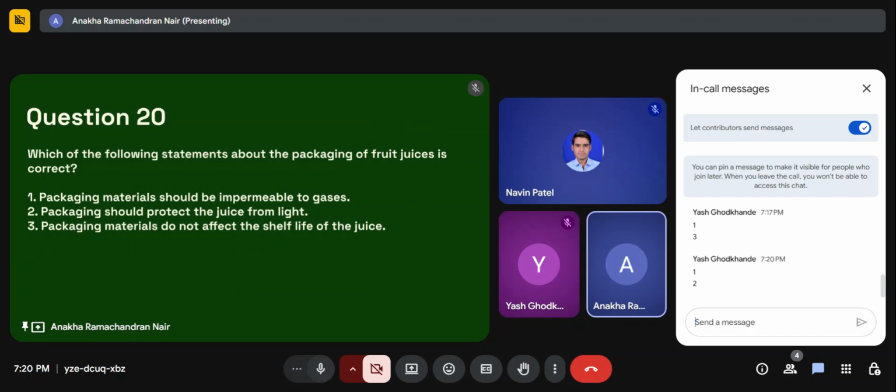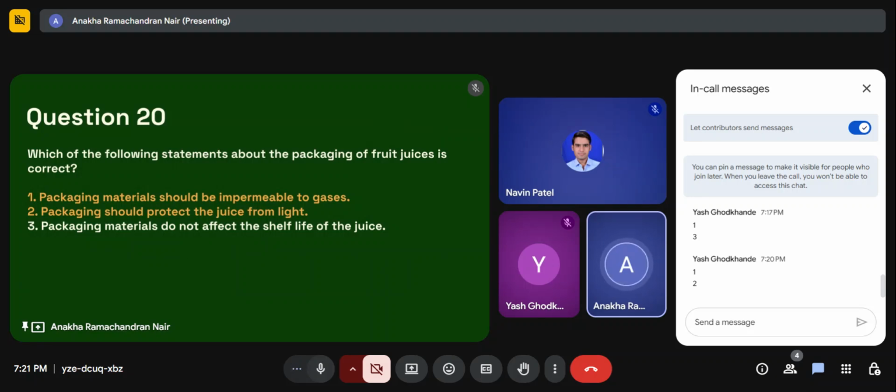1 and 2. Yes. So the correct answer is packaging material should be impermeable to gases. If it is permeable to gases from the atmosphere, oxidation or spoilage of the juices can happen, right? So it has to be impermeable to the gases. So gas exchange between the inside of the container and the outside environment cannot take place.